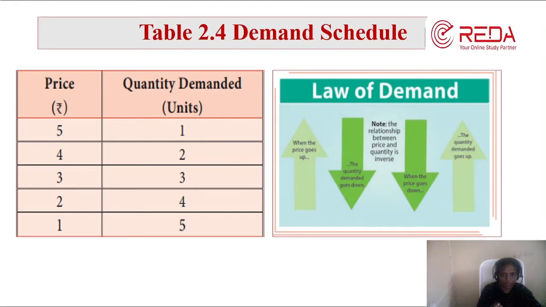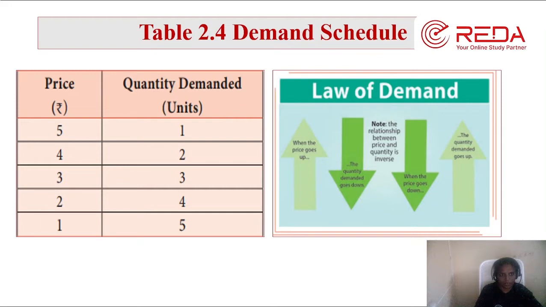This relationship I have shown in the second picture. You see the law of demand. See the arrow marks. The first arrow mark shows that when the price goes up, the quantity demanded will go down. At the same time, if the price of the commodity goes down, the quantity demanded goes up. So if the price level, instead of 1 rupee, goes on increasing from 5, 6, 7, 8, 10 rupees, the quantity demanded will decrease from 5, 4, 3, 2, 1. So the vice versa will happen when the price increases and decreases.